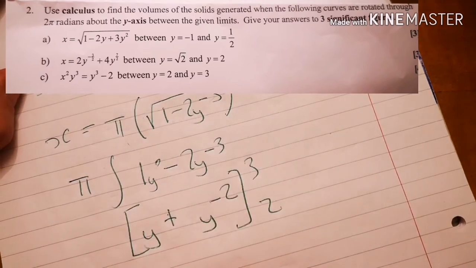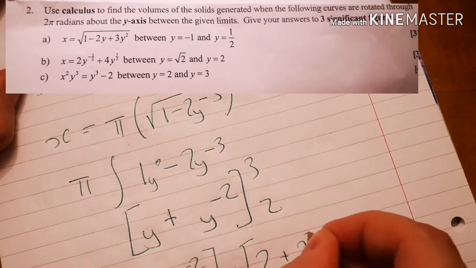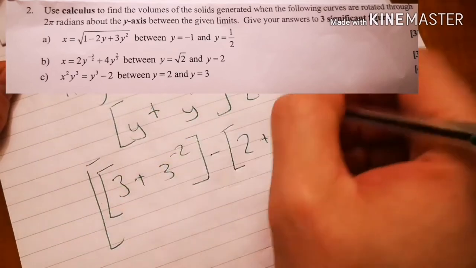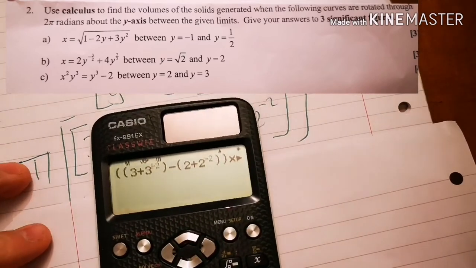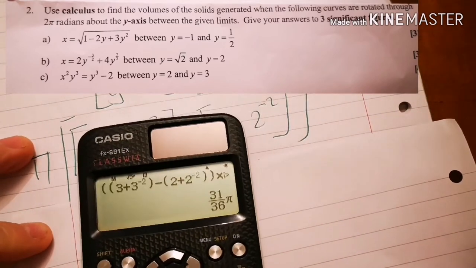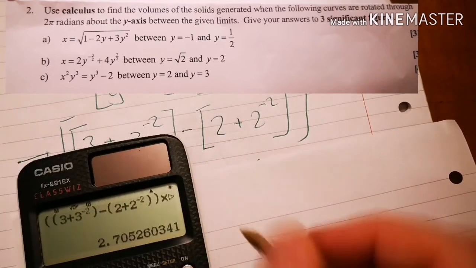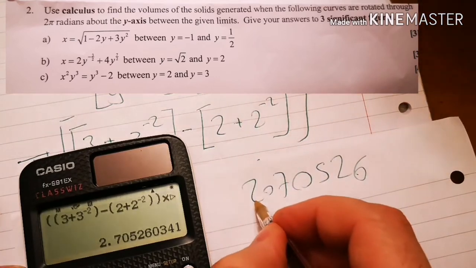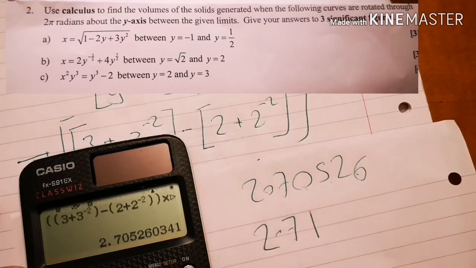So what I need to type into my calculator is 3 plus 3 to the power of minus 2 minus 2 plus 2 to the power of minus 2. And don't forget, when I've done all this, I'm times this by pi. When you type all of that into your calculator, don't forget to times it by pi. You get 31 over 36, change it to a decimal because it wants three figures. 2.70526, sorry, 1, 2, 3. This 5 pushes it up to make it a 1. So it's 2.71.